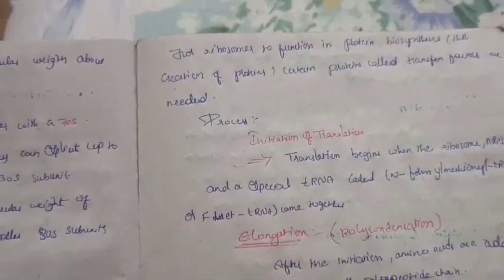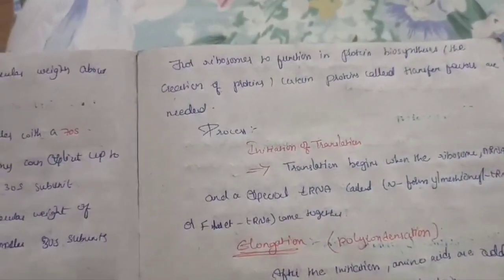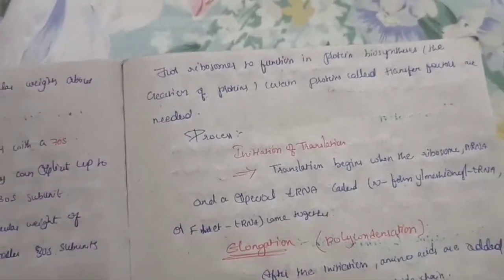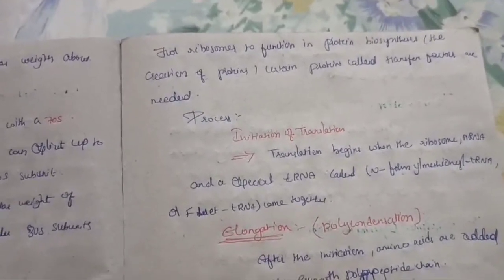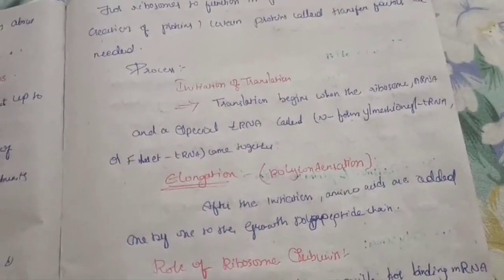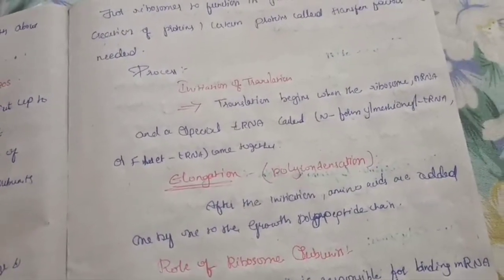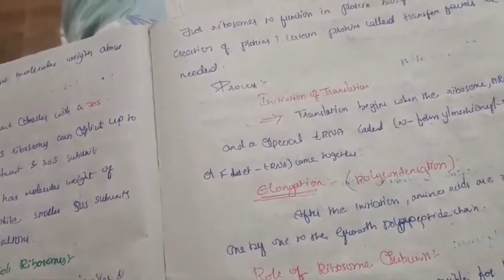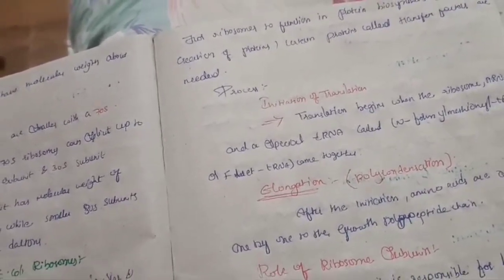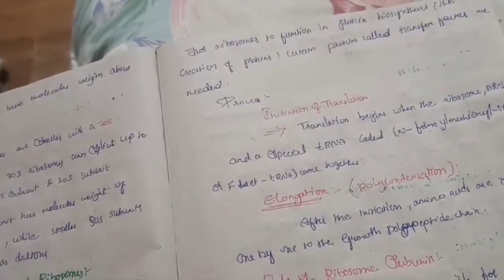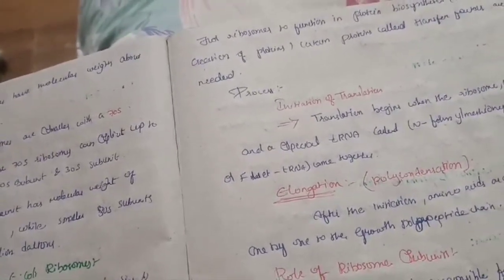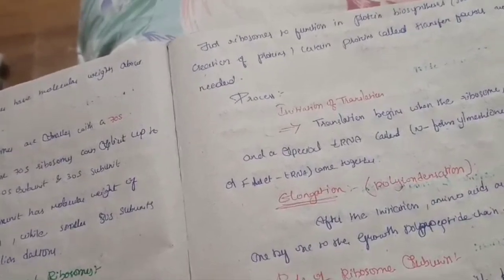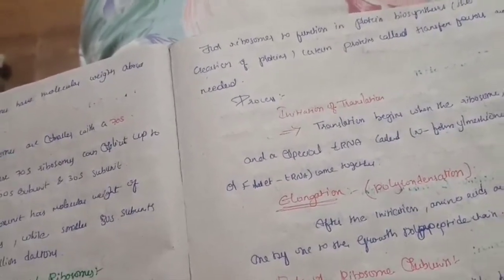For ribosomes to function in protein biosynthesis, special proteins called transfer factors are needed. These factors bind to the ribosome in the presence of divalent cations, and they have been studied little.